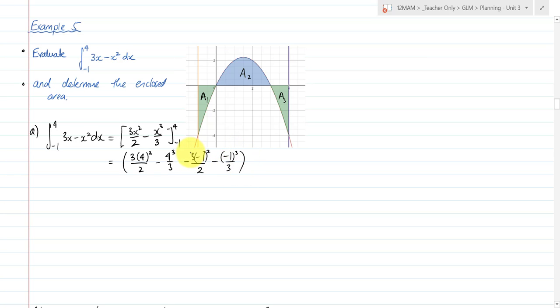And we can't overdo the brackets here, so we're subtracting all of the negative 1 component here, so we have to make sure we've got brackets around that. It's easy if I put brackets around this as well. So we've basically got the 4 substitute and the negative 1 substitute, and we've got a negative in between, so just be really careful with that. So our answer in this case is 5/6 unit squares, and of course we can use our calculator to determine the accuracy of that answer as well.